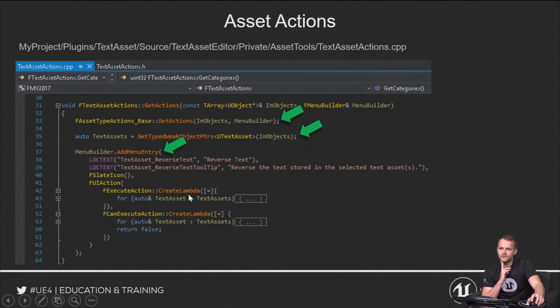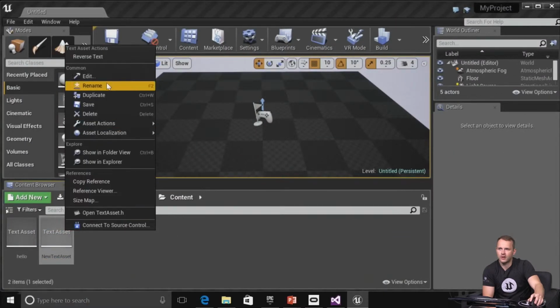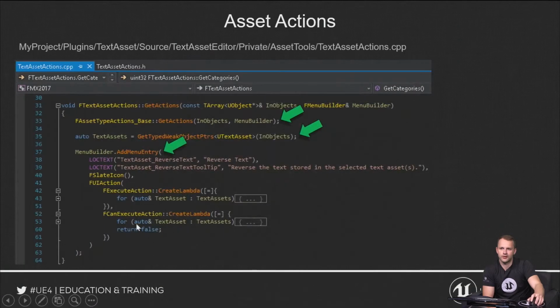So these functions down here inside of add menu entry, they contain the code that is performed for the actual action. Like for UI actions, there are usually two components. One function determines whether the action can be executed. If that function returns false, then the context menu option right here will be grayed out. So in this case, it's not grayed out, it's enabled. It means that this function returned true. And then the other component is the function that will be executed when we actually click on the action.